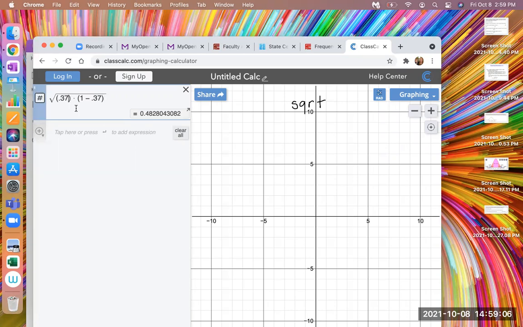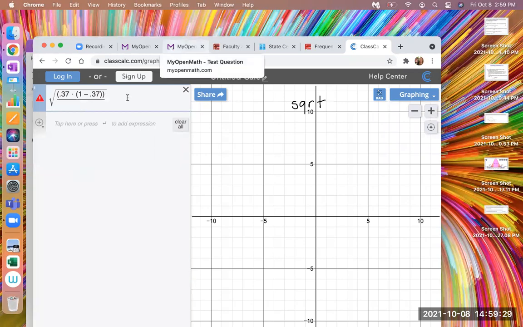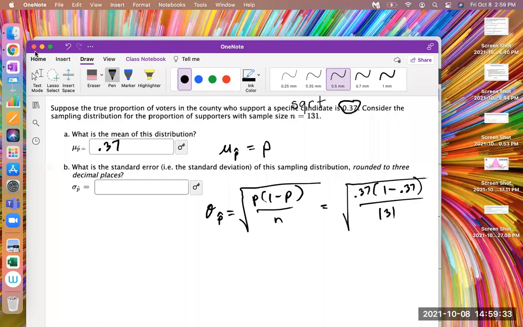Actually, I don't want one here. I don't know why I put one there. Then I put one here. That shows that all of that is in the numerator. Then I use the slash and divide by the sample size, which is 131.